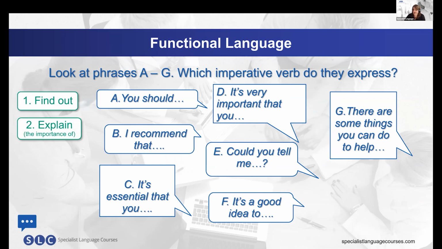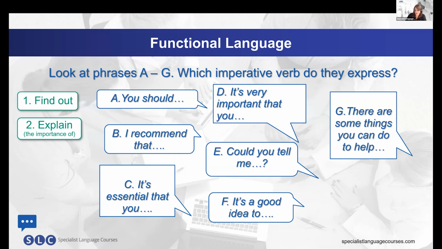The next one is explain. Now, remember, we're explaining the importance of using the moisturizing cream. So what can we use for number 2? Remember to write the number as well. So 2 and whatever letter you think. Okay, so we've got a variety of answers here.